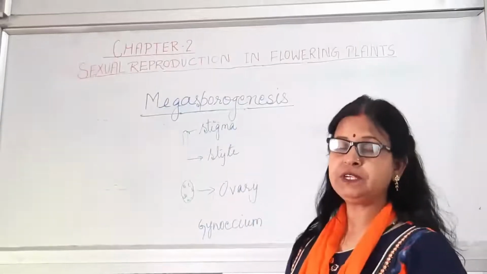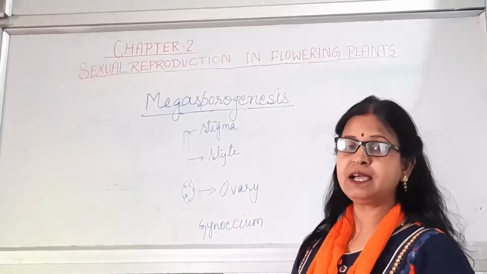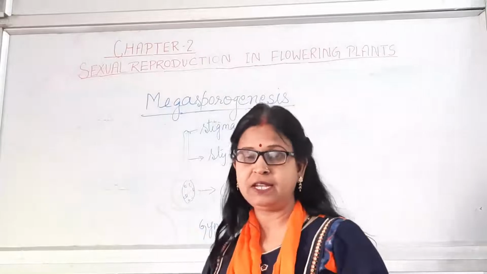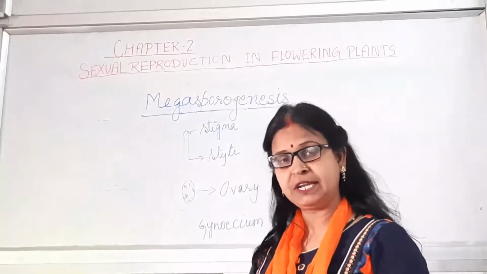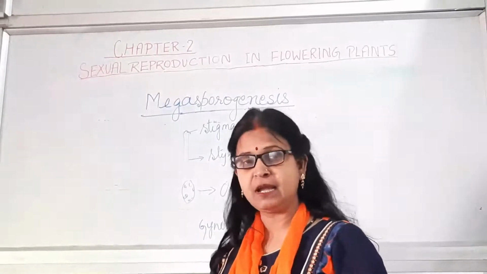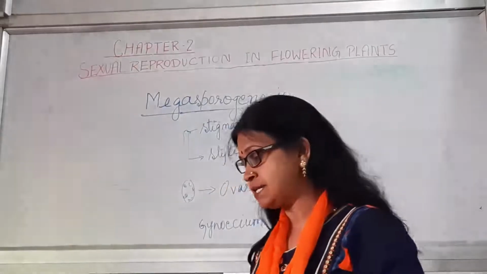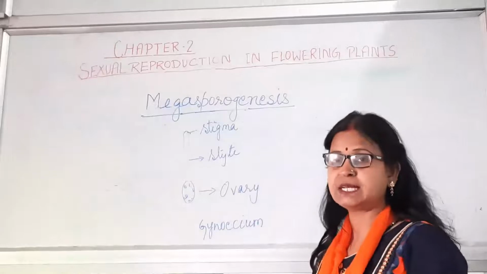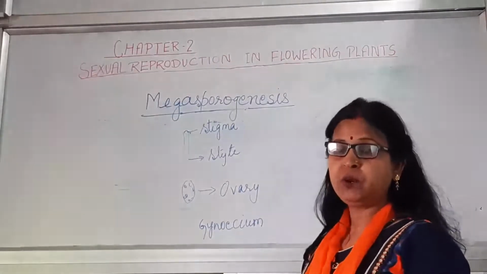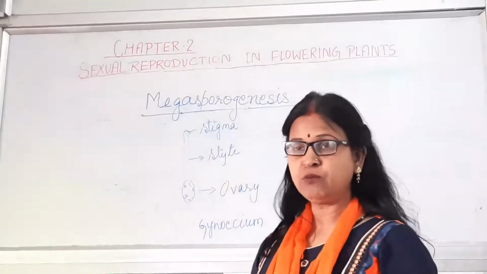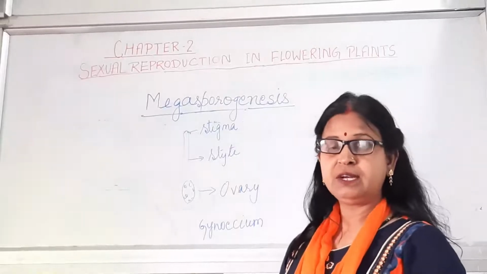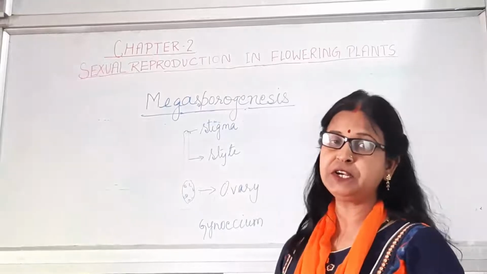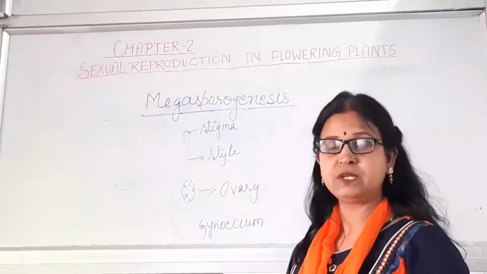The ovule, which is present on the placenta inside the ovary, is the most important part of the flower in which the female gametophyte, or the female gamete formation, will take place. For that, we will start by looking at the structure of the ovule. The ovule consists of an outermost covering layer known as the integument. Inside that, a highly nutritive tissue is present, known as the nucellus.